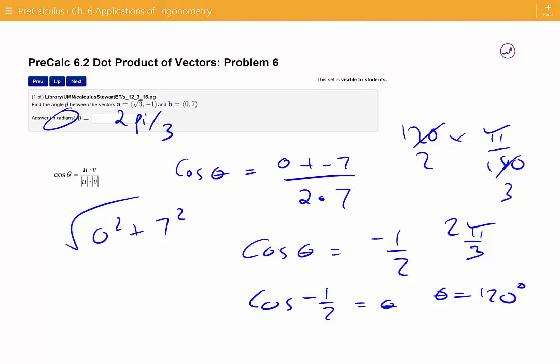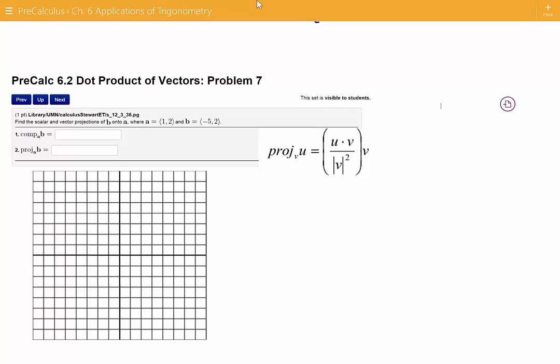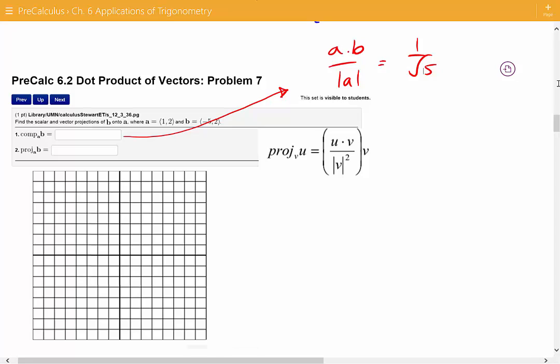Okay, the next problem wants us to find the component of B along A and then the projection of B onto A. So this first one, we're actually not going to do. I didn't put this formula on the formula sheet, but that formula is the dot product of u and v, or in this case A and B, divided by the magnitude of A. So there's the formula for the component. If you do that, you get something like negative 1 over the square root of 5 in my case.